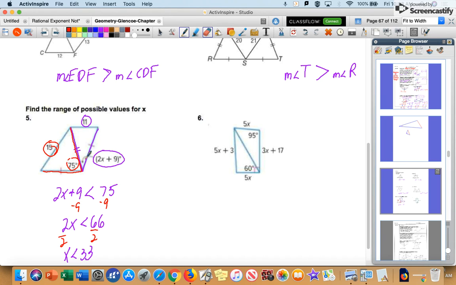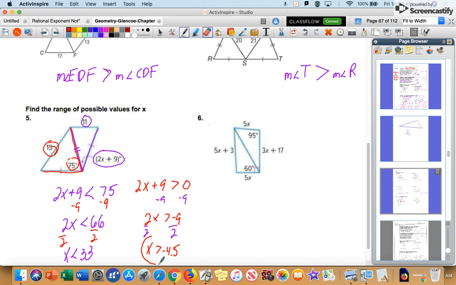And just like before we talked about with the side length, an angle right here, the smallest an angle could possibly be is 0. So we do know that 2x plus 9 has to be greater than 0. So I'll solve that too. So that means that 2x is greater than negative 9. And that also means that, divided by 2, x has to be greater than negative 4.5.